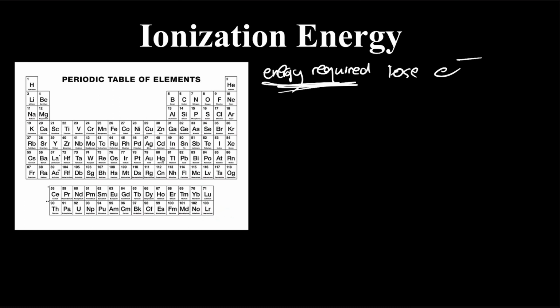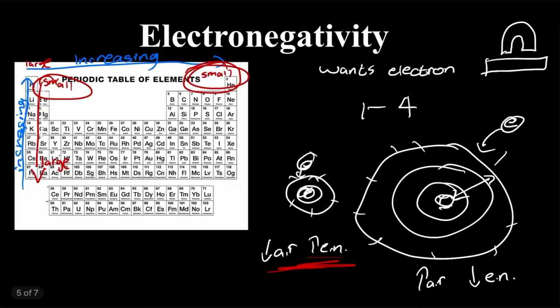So think about it this way. The energy required to lose it, meaning the higher the ionization energy, the harder it is to lose that. Let's say you have an ionization energy of 20 versus 130. Which atom is going to be less likely to lose that electron? This one, because it requires more energy to remove that electron than the 20 value right here.